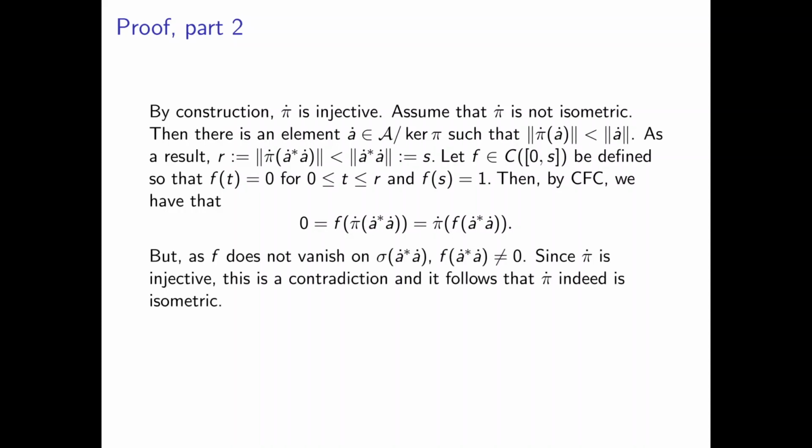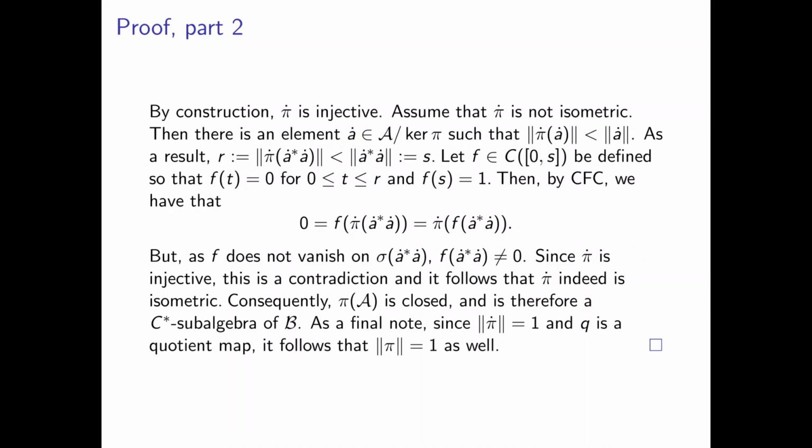But this does not really make any sense, does it? Because f doesn't really vanish on this spectrum here, because f of s was equal to 1. And as a result, f of a star a can't be 0. And now since pi is injective here, and it sends something to 0, then this has to be 0, but it's not 0. And so this is a contradiction, and it follows that this map pi is indeed isometric, and we can't find an element a like this.